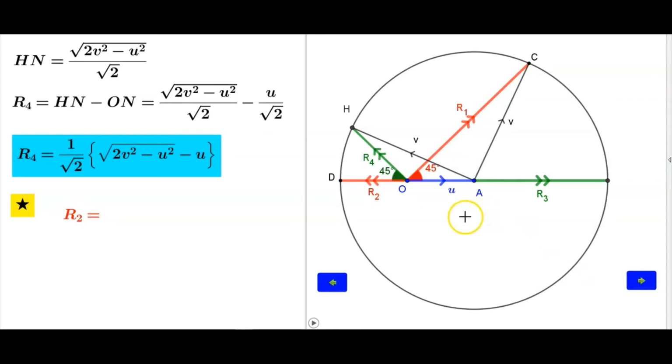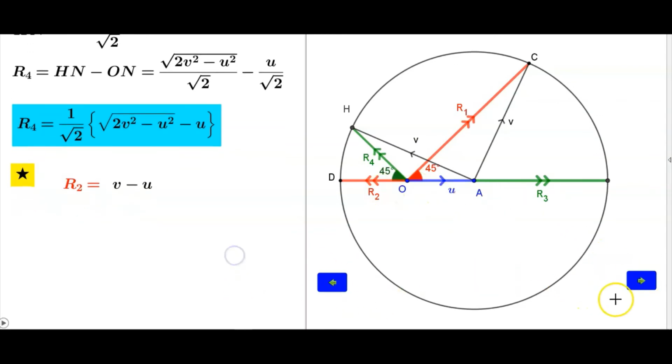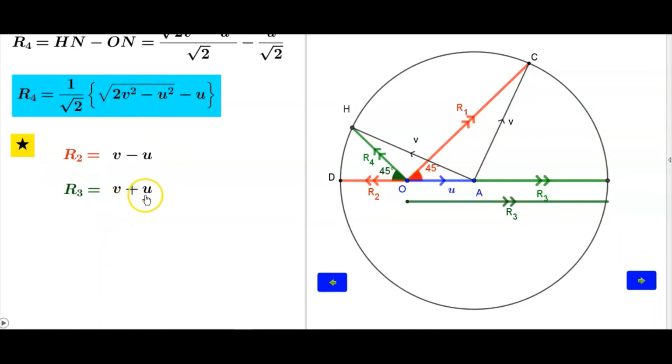And R2, how to find out this R2? This is V, the radius of the circle. This is U, therefore this is R2. Therefore R2 is equal to V minus U. And how to find out R3? You already know R3, this is the R3 from here to here. This is U, and the radius V. Therefore, R3 is equal to U plus V, or V plus U.